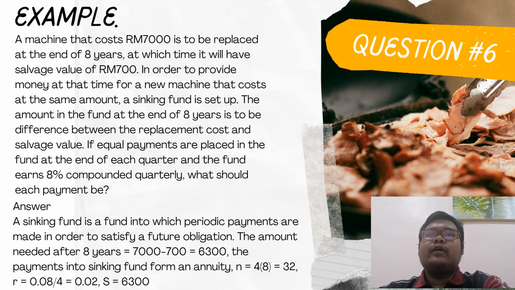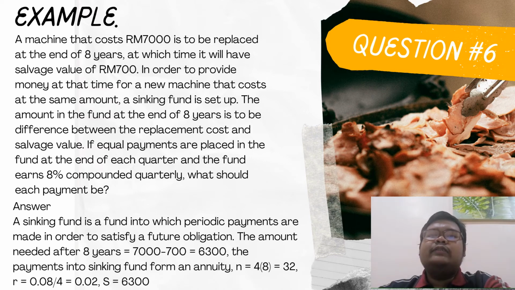For question 6 example, a machine that costs 7,000 ringgit is to be replaced at the end of 8 years, at which time it will have a salvage value of 700. In order to provide money at that time for a new machine that costs the same amount, a sinking fund is set up. The amount in the fund at the end of 8 years is to be the difference between the replacement cost and salvage value. If equal payments are placed in the fund at the end of each quarter and the fund earns 8% compounded quarterly, what should each payment be?